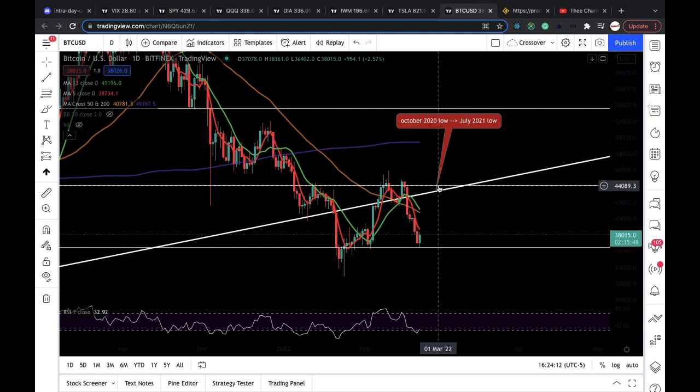Above 44K, that's this retracement level, the 61.8 retracement level. Above that, I would be bullish on Bitcoin. Other than that, it looks like we're just chopping and ping-ponging between levels. And that's not my favorite time to trade, okay?